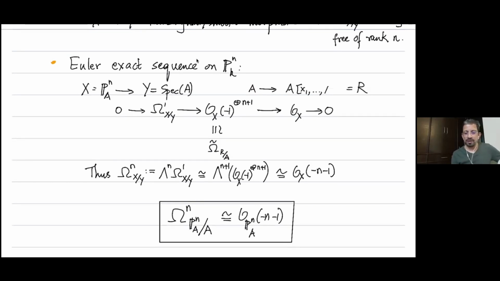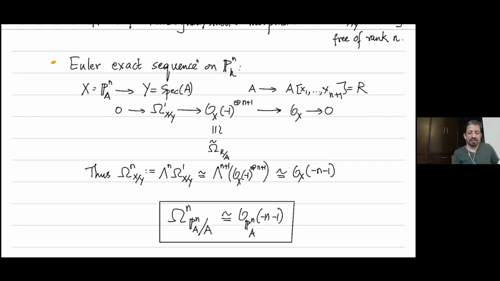So R = A[x_1, ..., x_{n+1}]. This is the homogeneous coordinate ring for your projective space, and I will be looking at Proj of R. So that is my P^n_A. If you want, you can think of A as a field, the complex numbers if you like, and this is the homogeneous coordinate ring over that. And what we are saying is that the module of differentials of this projective space, which is the left term here, has the following form.